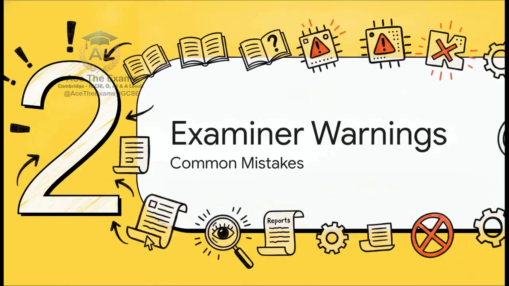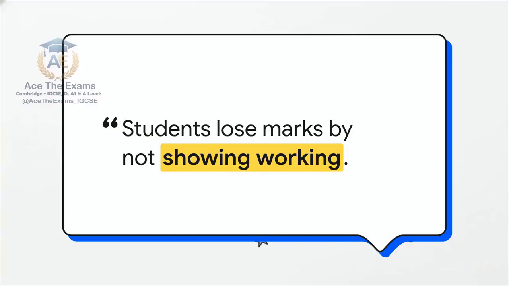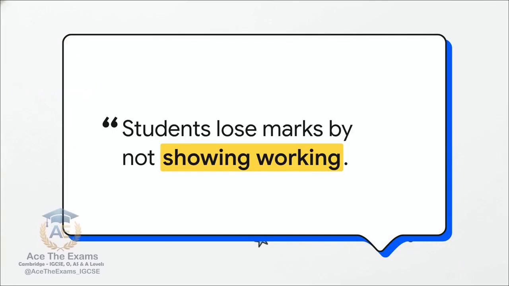Moving right along to Section 2, Top Examiner Warnings, we are shifting to the most urgent part of this explainer by revealing direct warnings extracted right from principal examiner reports. I want you to read that quote on the screen and really, truly let it sink in. Students lose marks by not showing working. Even if your final answer is wrong, method marks can save you. This brilliantly illustrates the method mark strategy.